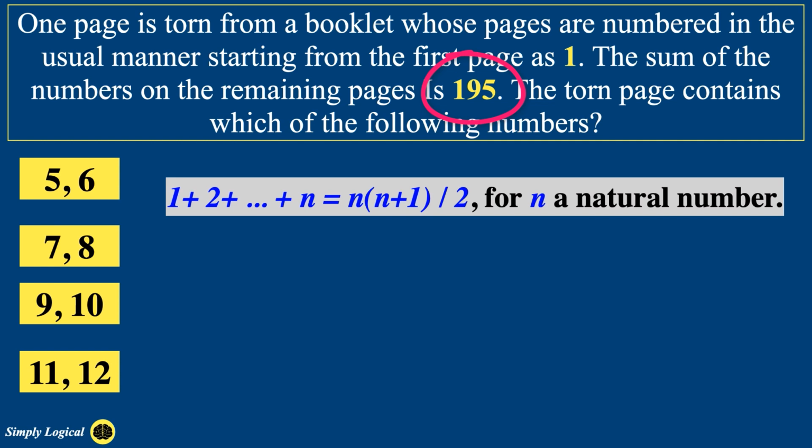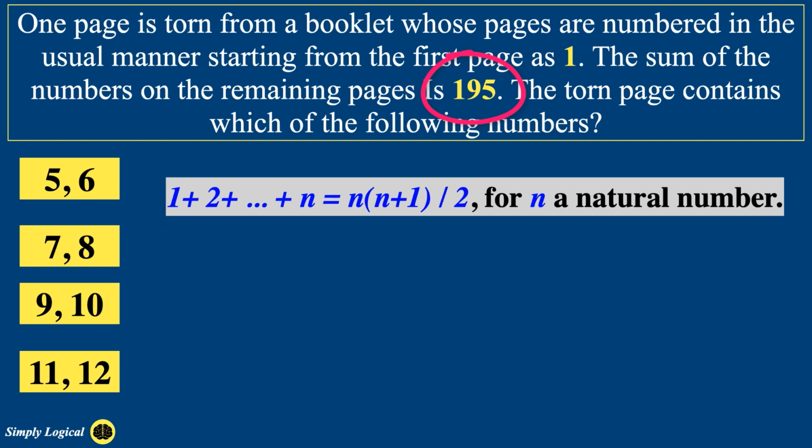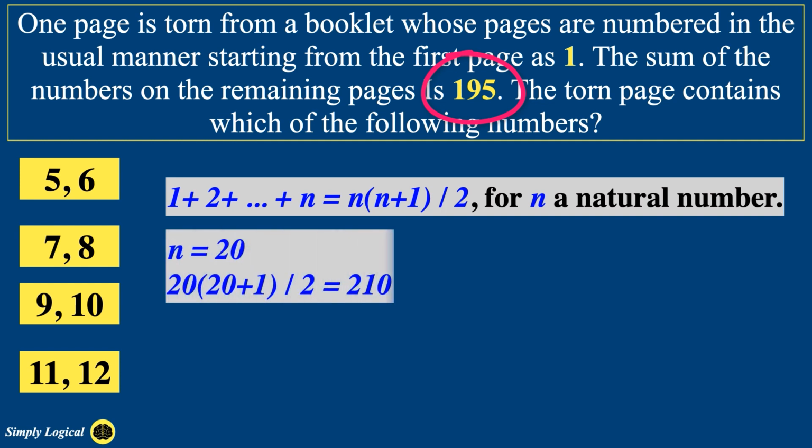Now pick some random numbers. For example, first consider n equals 15. The sum of the first 15 natural numbers is 15 into 16 divided by 2, after applying the formula n into n plus 1 divided by 2, which is 120 after solving. Since 120 is less than 195, we have to choose the other number which is coming close to 195 and it should be greater. So now consider n equals 20, which will result in 20 into 21 divided by 2.